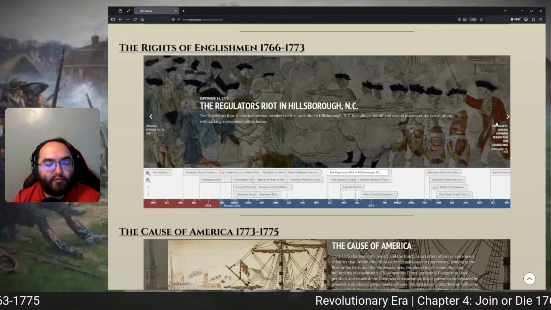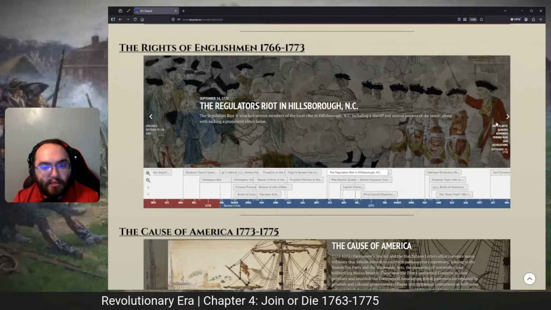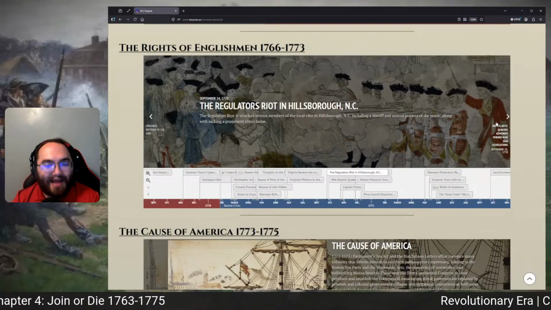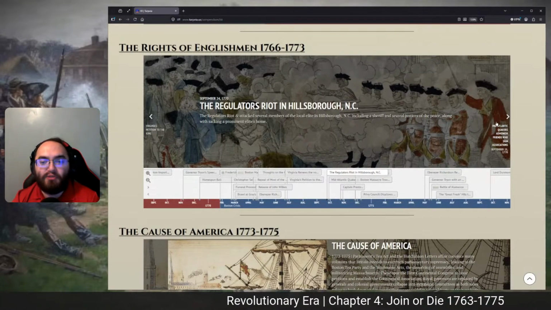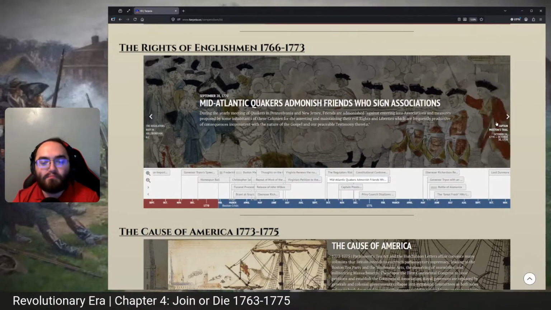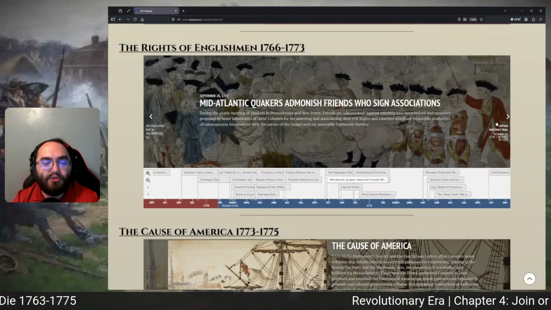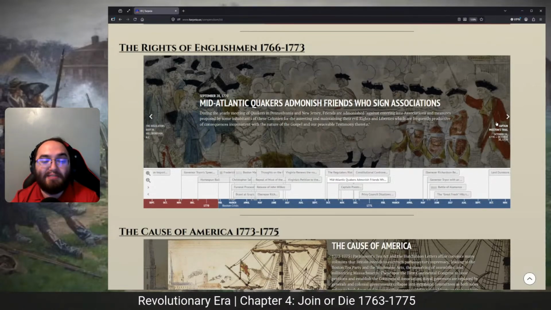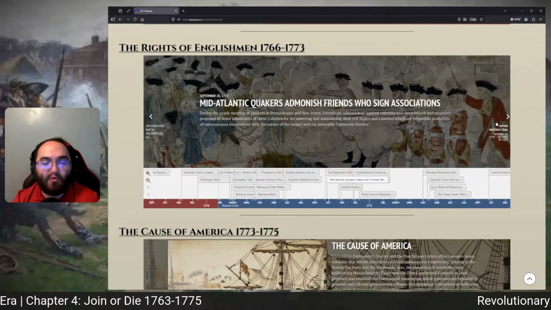During this time, you have the start of the Regulators, and they will riot in Hillsborough, North Carolina, and they will attack several members of the local elite, including a sheriff and several justices of the peace, along with sacking a prominent elite's home. This will lead into one of the first battles of the American Revolution, which is not the Battle of Concord or the Battle of Boston, but instead the Battle of Alamance, which happened years before the Battle of Concord.